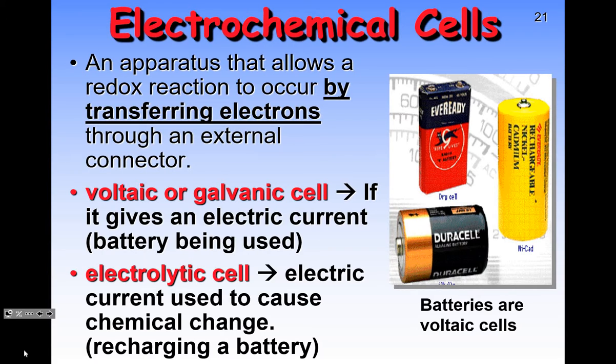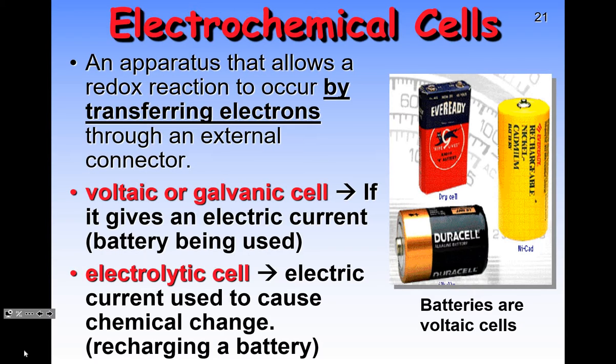Okay? So two words that you need to know, voltaic and galvanic, are the same, but I like to use voltaic because it helps me remember, it gives me voltage. Electrolytic, I have to plug it into the electricity to recharge my battery. So that helps me remember which one's which. I hope that helps you.